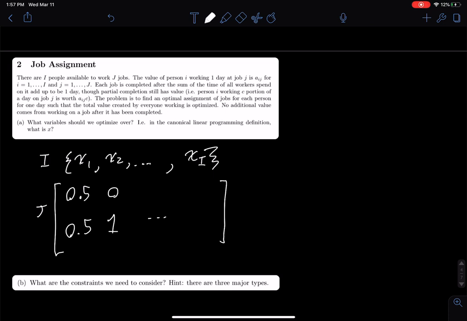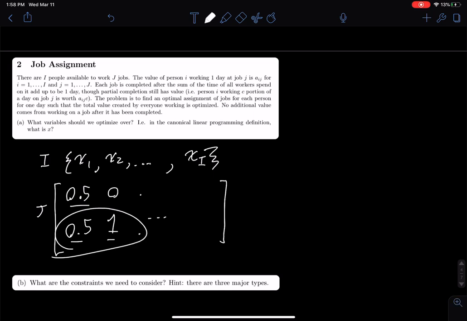The constraints here are that every single worker can spend no more than a total of 1 day, where these numbers are represented in units of days worked, so it could not be the case that x3 spends 3/4 of a day on job 1 and 3/4 of a day on job 2. This is a situation in which we do not allow overtime. And we have to have the constraint that no individual job can be worked on past completion.